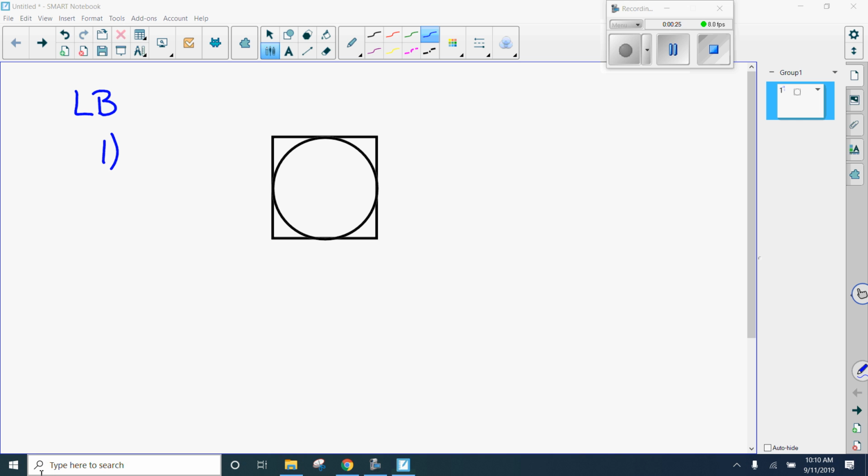Okay, what you're given in lesson set B, problem set 1, says find the area of the shaded region. The area of the shaded region is the area of the square minus the area of the circle. So your shaded region is going to be given to us as these corners of your square. And the radius of your circle is what? 4.